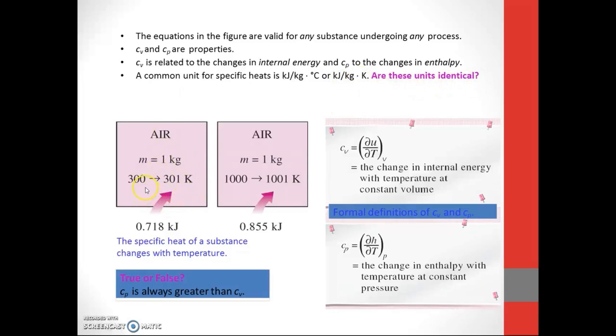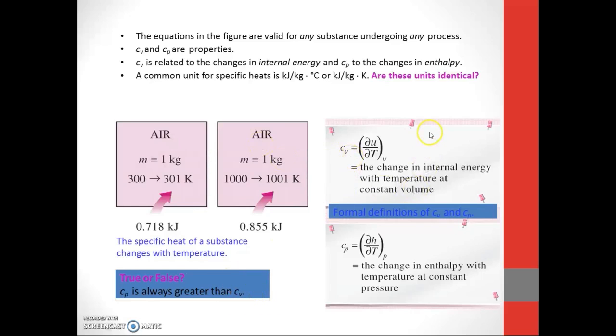Okay, this is an example of different values of temperature. The specific heat of a substance changes with temperature. So at 300 Kelvin, this is the value of specific heat. At 1000 Kelvin, this is the value of specific heat. So CP is always greater than CV. Why? Is it true or false?